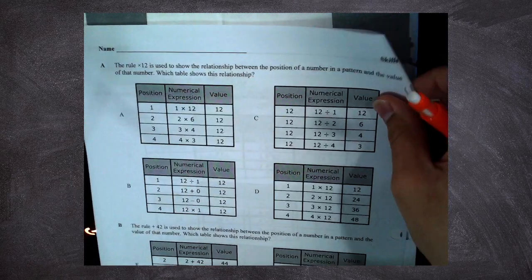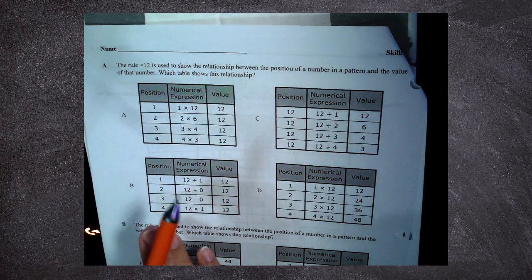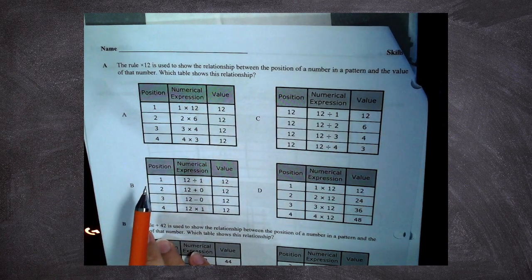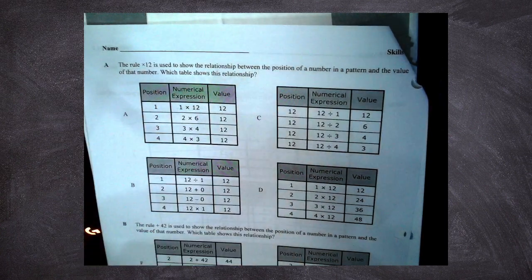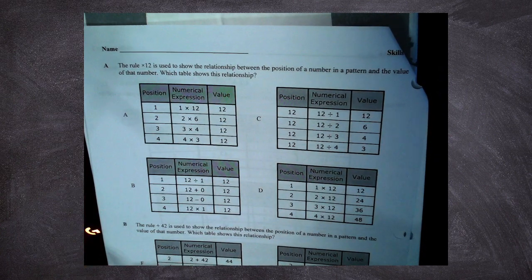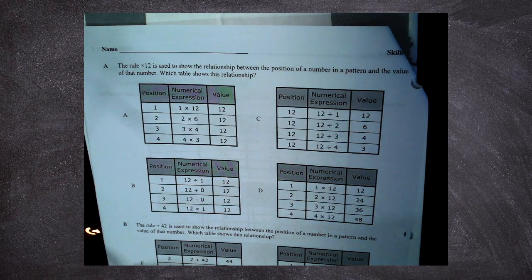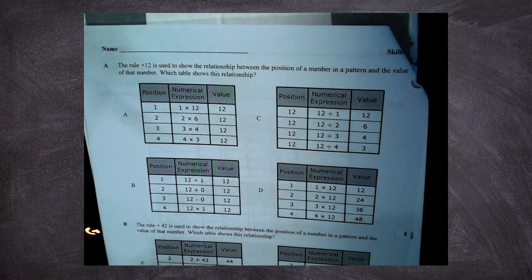So on skill 7, instead of giving us the number pattern, what they do is they tell us the rule. Because the rule times 12 is used to show the relationship between the position of a number in a pattern and the value of that number. Which table shows this relationship?